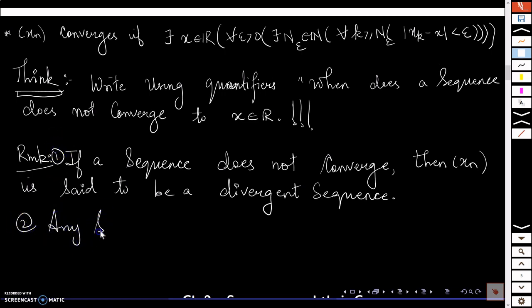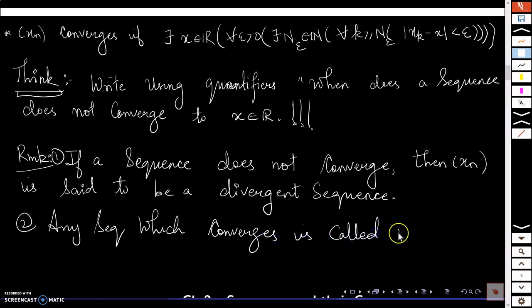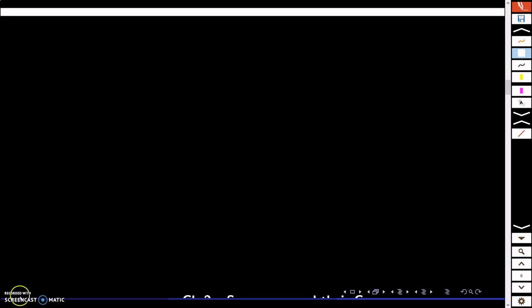So any sequence which converges is called a convergent sequence. Okay, so these are some terms which we will be using often. All right. Now let us look at some examples of sequences which are convergent, and we will show that they are convergent by definition. Okay, so first example is the simplest one that you have.